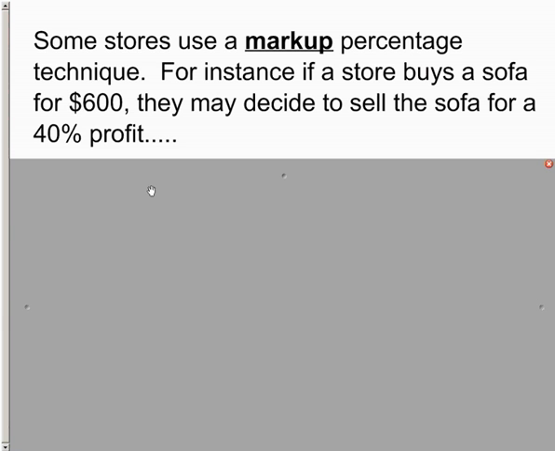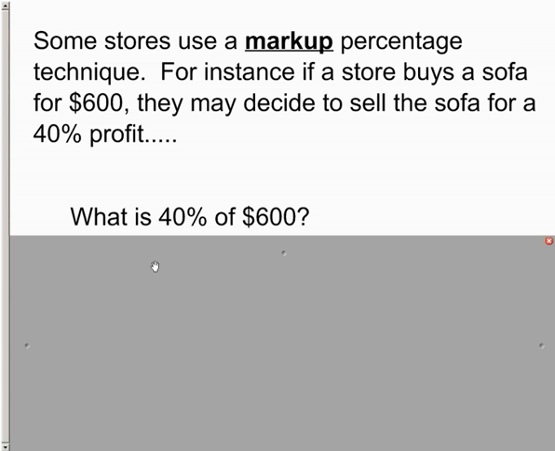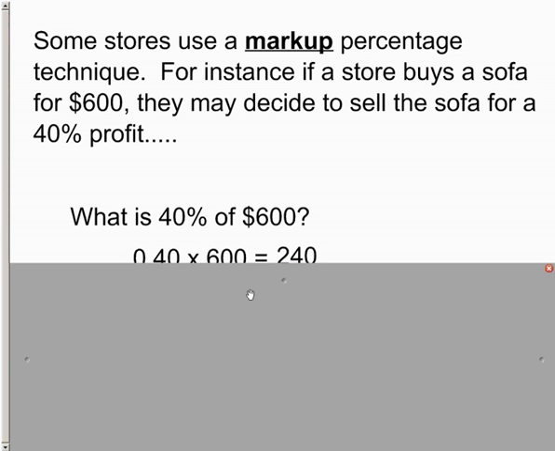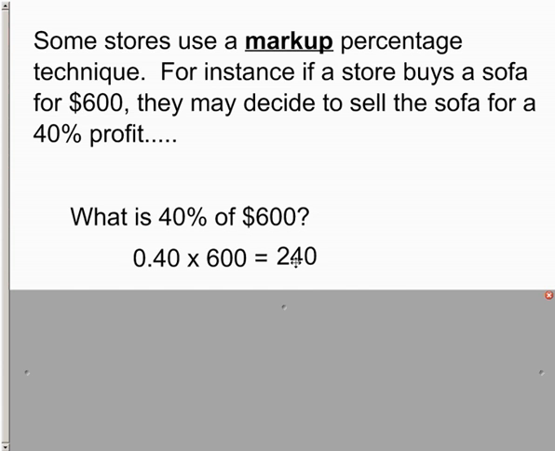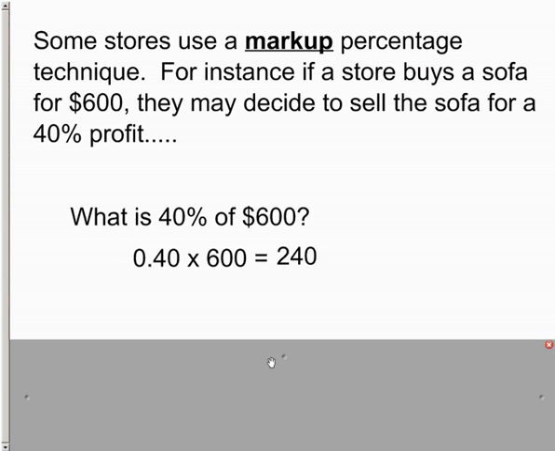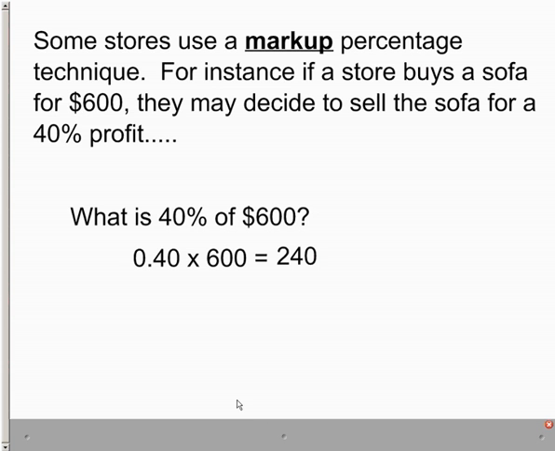If the store goes and gets a $600 sofa and they want to have a 40% profit, well, it goes back to, okay, that means a 40% markup. They've got to figure out what 40% of 600 is. There you have it. 0.40 times 600 equals 240. So that 240 is the actual markup. And if the question says, what's the markup of a sofa if they marked it up 40%, there's your answer, $240.